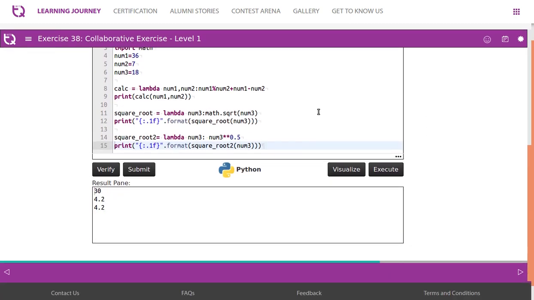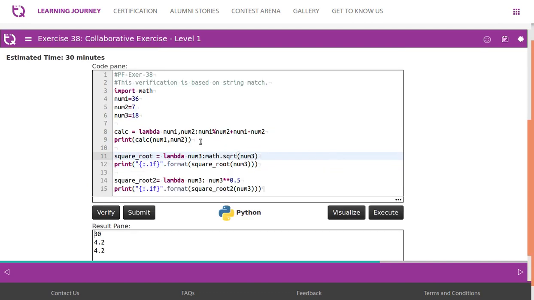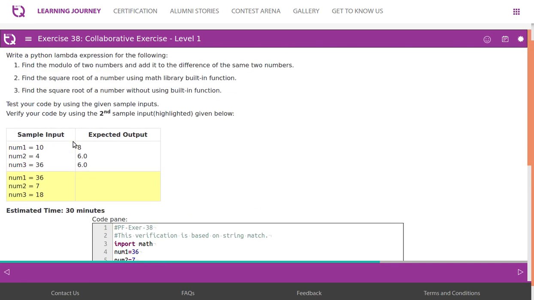And this is the code given here. So this is for first expression. They said find the modulo of two numbers and add it to the difference of the same two numbers.